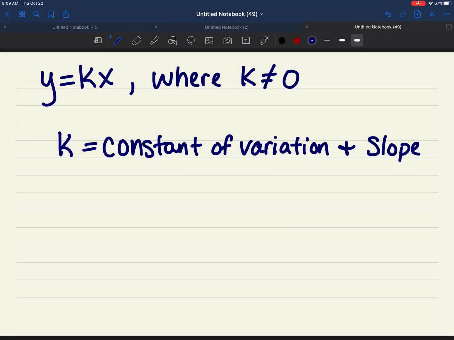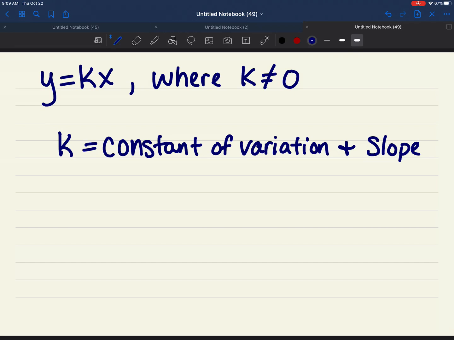K is also going to be the slope of the line. All right? So, when we talk about slope or constant of variation, where could you always find that value? In front of what? In front of x, every time, okay?